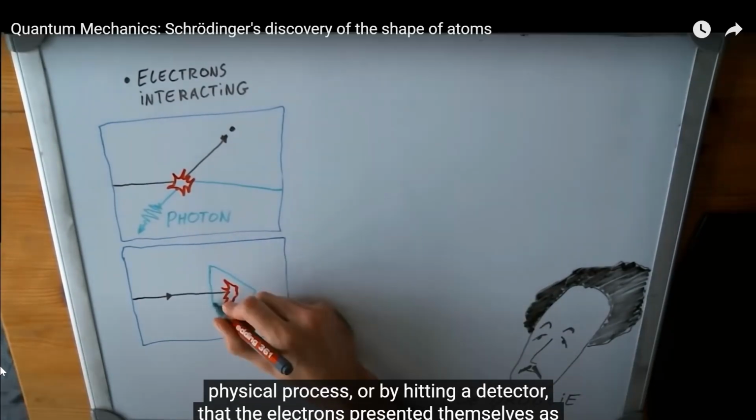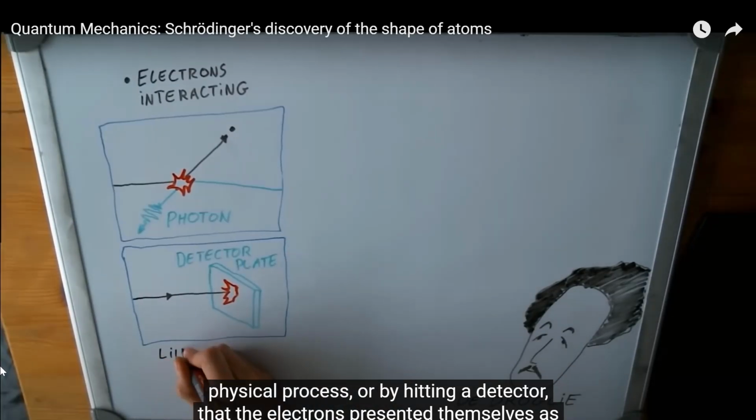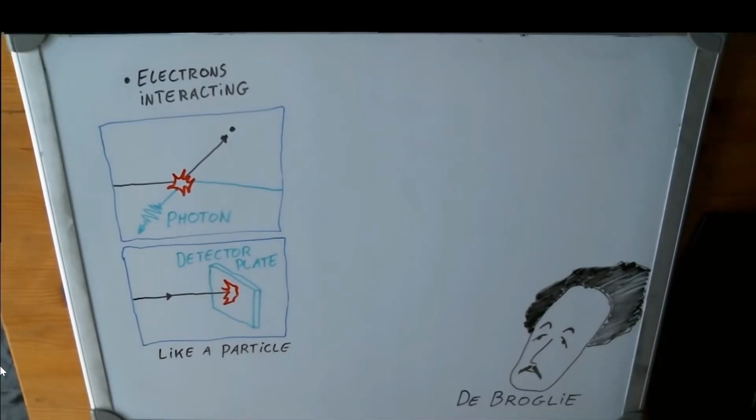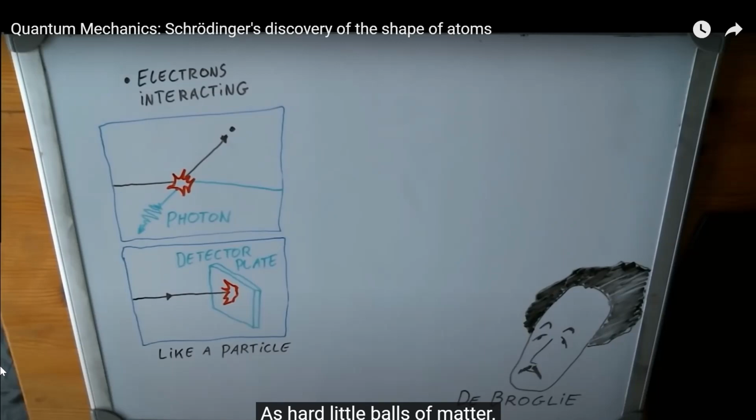Okay, so they're saying here's an electron, and we're going to shoot a photon at it. We are forcing it to interact with a particle of light, a photon. Or we're going to throw it through a prism maybe, or something like that. But the electrons presented themselves as particles, as hard little balls of matter. So if you shoot an electron and it hits a detector plate, it will behave as though it is like a tiny little billiard ball. That's how it behaves. Particles. Tiny little balls of matter.